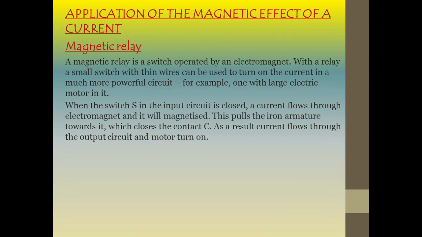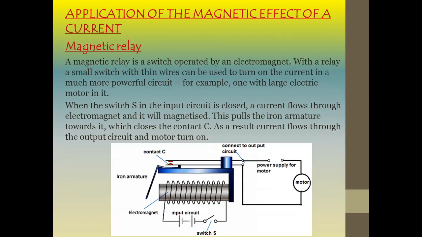When the switch S in the input circuit is closed, a current flows through the electromagnet and it will magnetize the pole, pulling the iron armature towards it, which closes the contact C. As a result, current flows through the output circuit and the motor turns on. In this diagram, you can see the contact C.